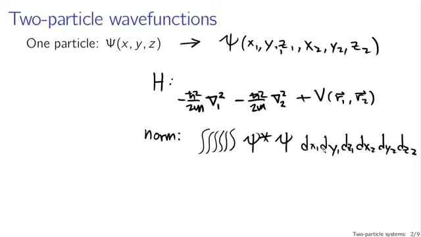The time-independent Schrödinger equation is going to look very similar. Essentially, h psi equals e psi, same as before, where the Hamiltonian now is an operator h hat.